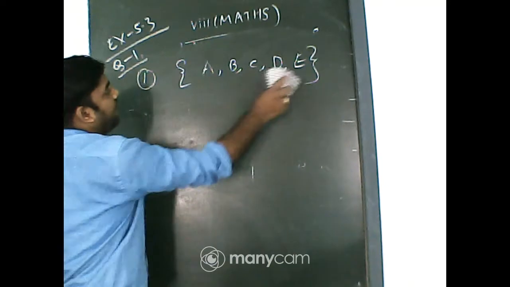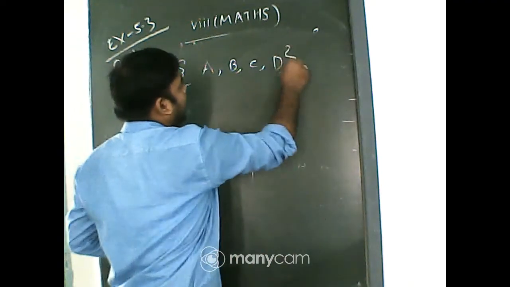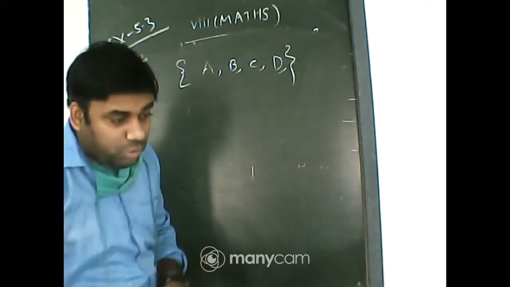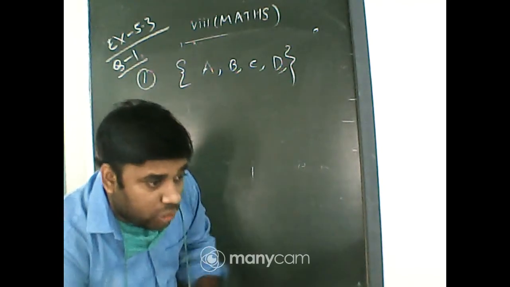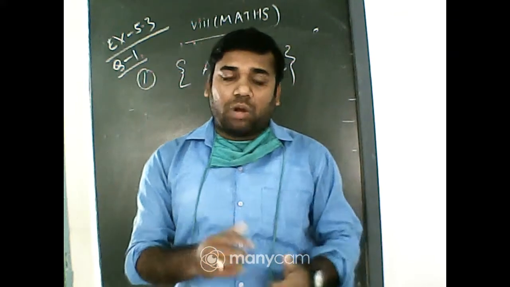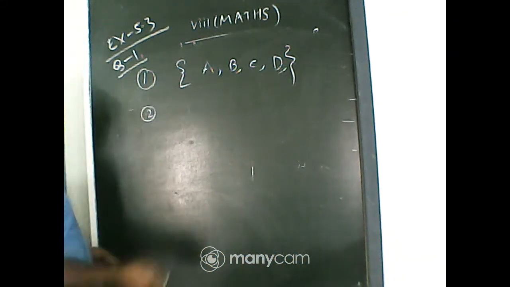So we will remove it. 2A are there. So outcomes are A, B, C, and D. Next question. 4 outcomes. So how many outcomes? 4. Next, tossing 2 coins together. So what will be the outcome? The outcome will be both the coins you can get.